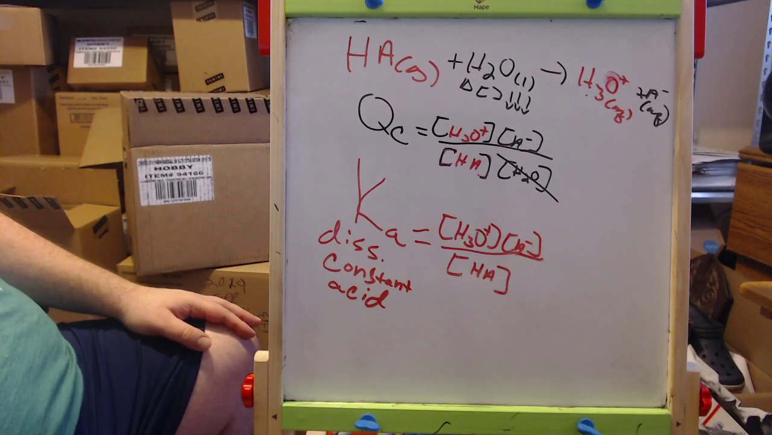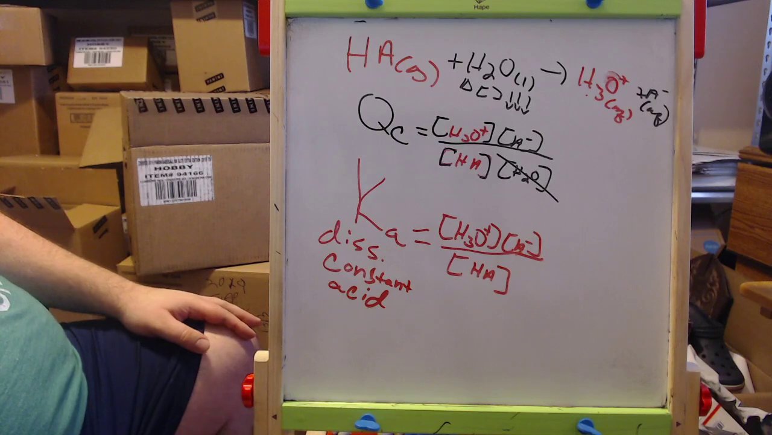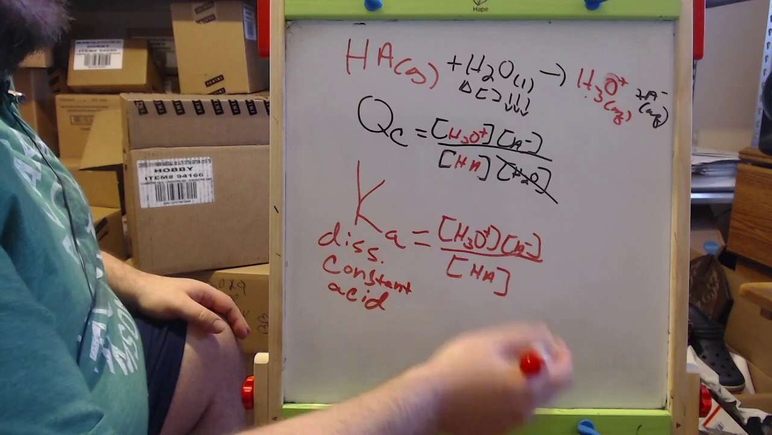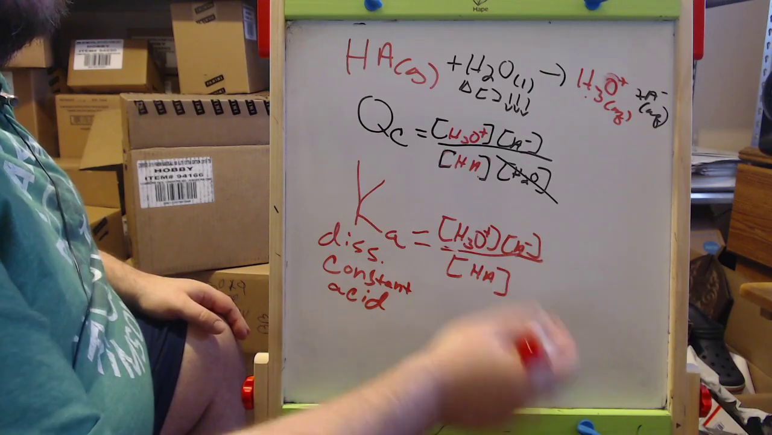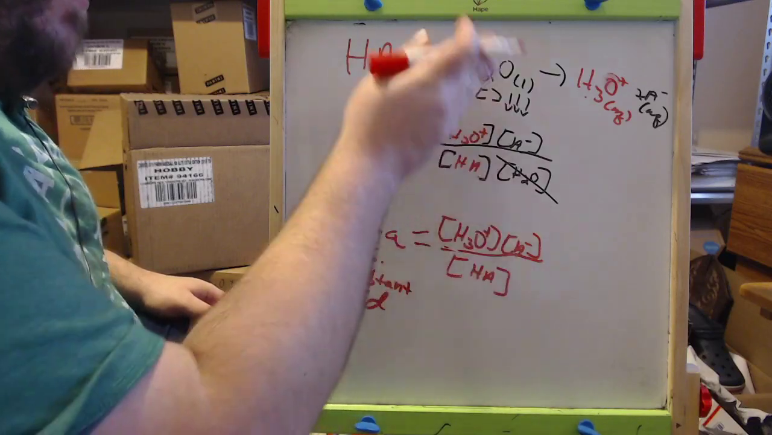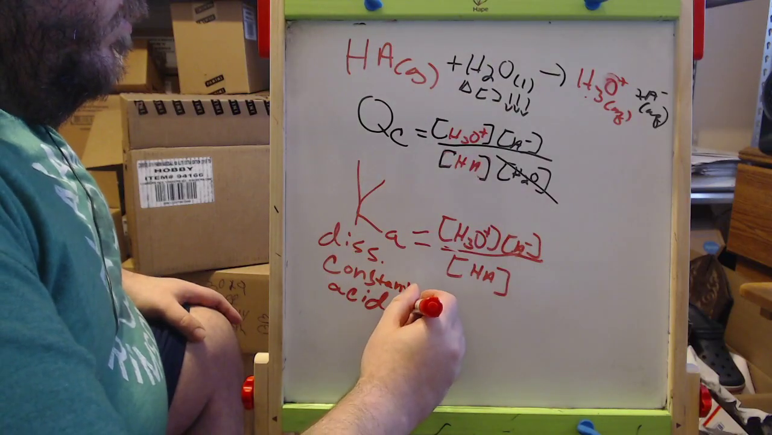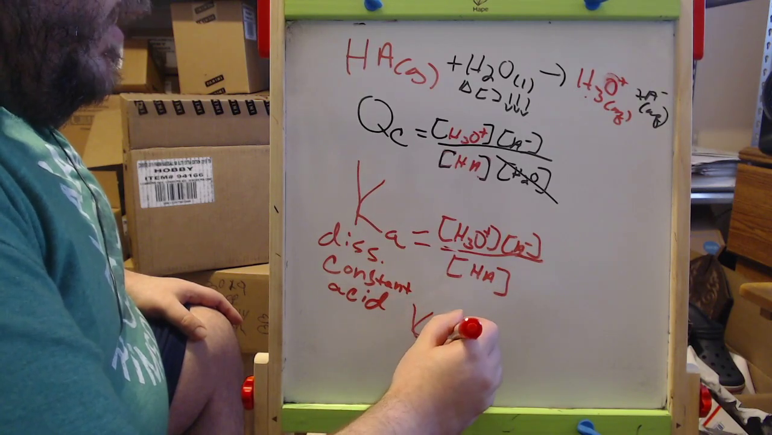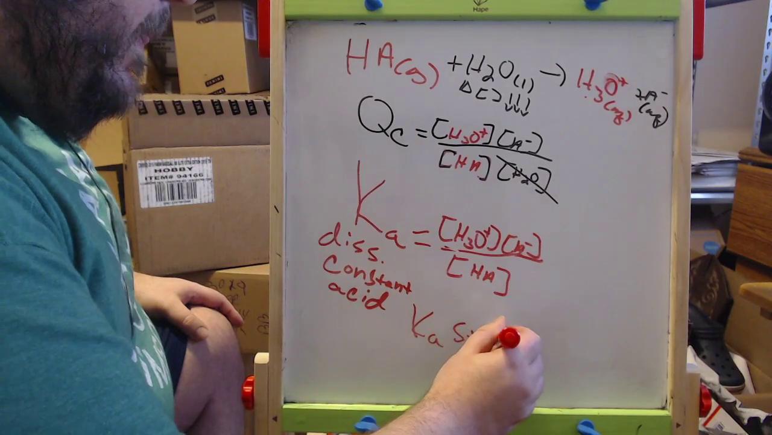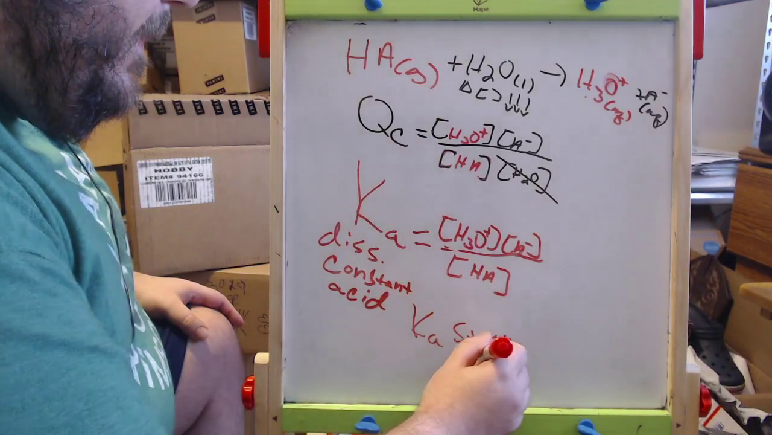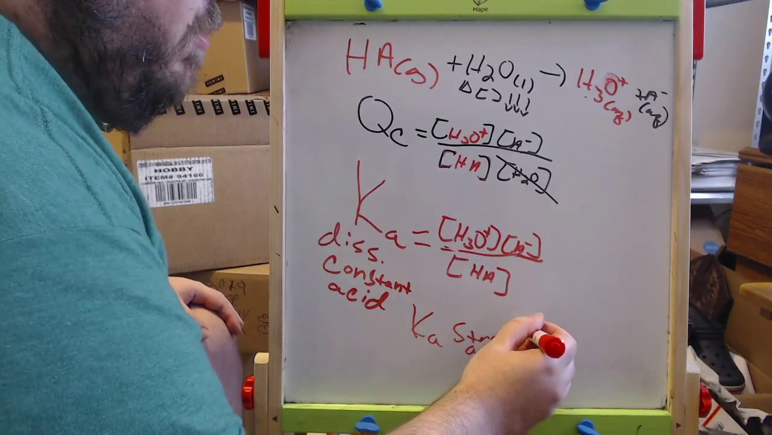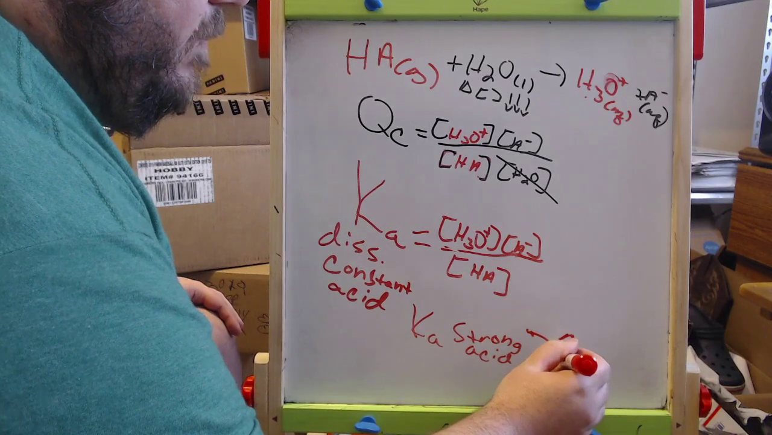Now, if I'm a strong acid, all of it is going to break down. I'm not going to have a denominator. So, if I don't have a denominator, my value is going to be greater than 1. So the Ka for a strong acid is going to always be greater than 1.